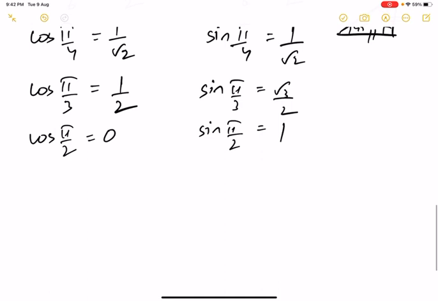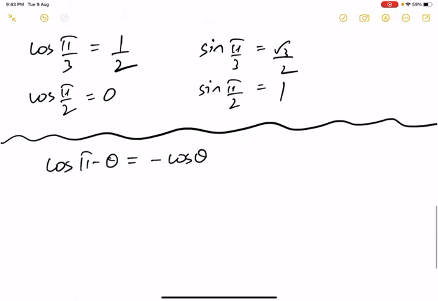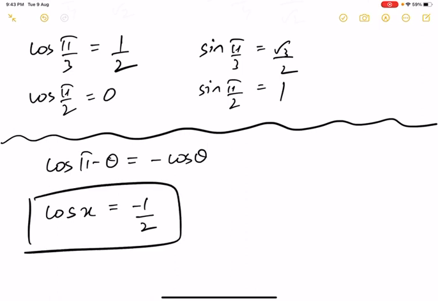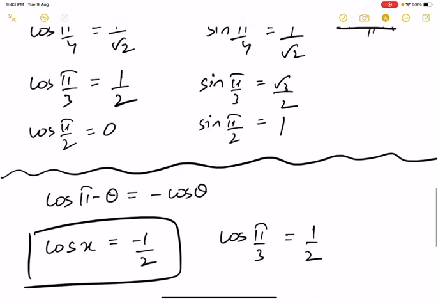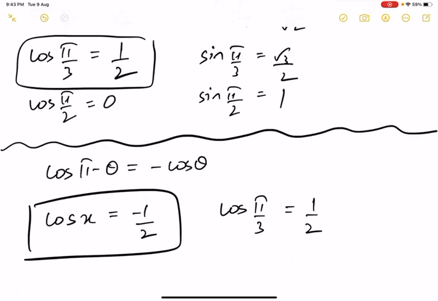Before proceeding further, there are certain trigonometric properties that you should recall from your 11th standard. One of the properties is cos of pi minus theta is negative cos theta. Now why is this helpful? For example, I want to find the solution for cos of x is equal to minus half. What is the value of x? I know this is true: cos of pi by 3 is equal to half.